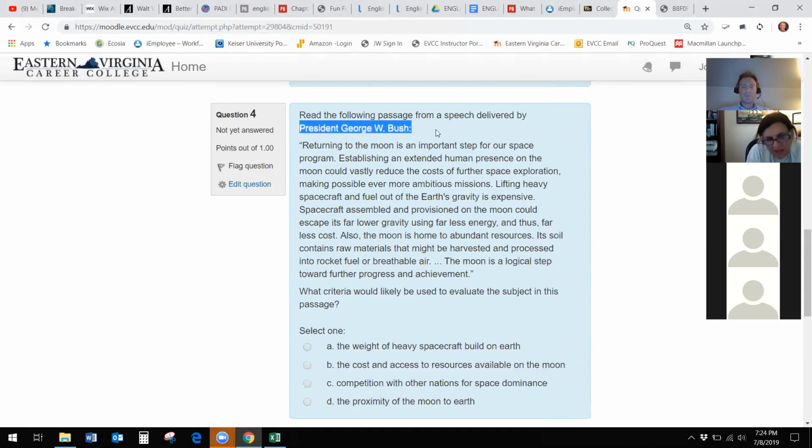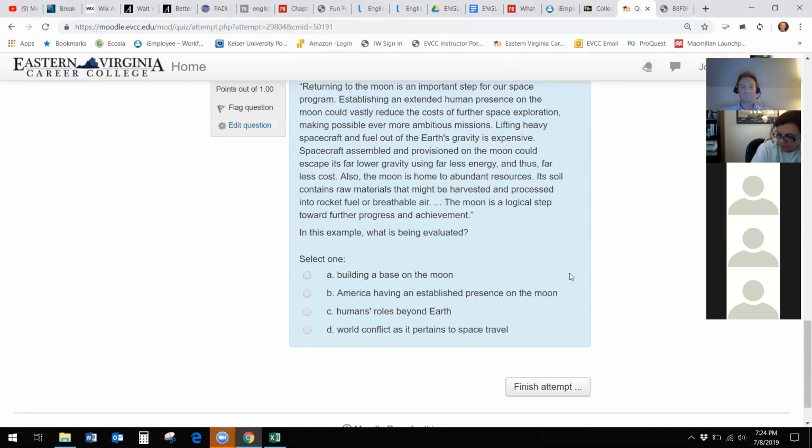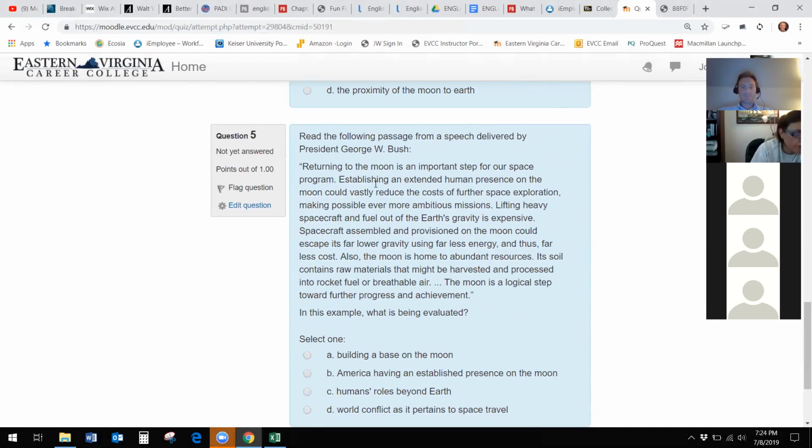Well, based on what President Bush is saying here, is it good or bad to go to the moon? It's good. That's right. He's evaluating, judging, assessing it as a good thing based on the criteria: cost, resources, ease, right? Far less energy, and so on and so forth. Yeah. Let's look at that one more time.